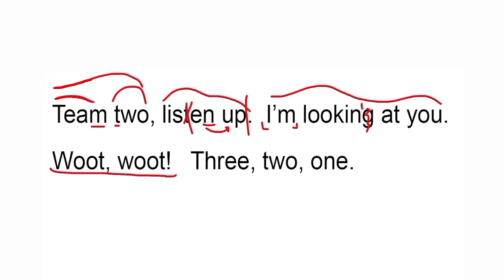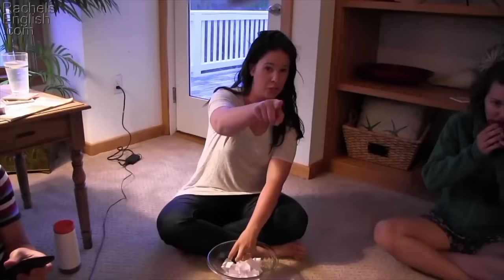What's going on with at you? First of all, I reduce the vowel in at, so it's the schwa. Then we hear a CH sound. Where's that coming from? When a word ends in a T and the next word is you or your, it's not uncommon to combine those, to link them together with a CH sound. Chew, chew, it's you. I'm looking at you.